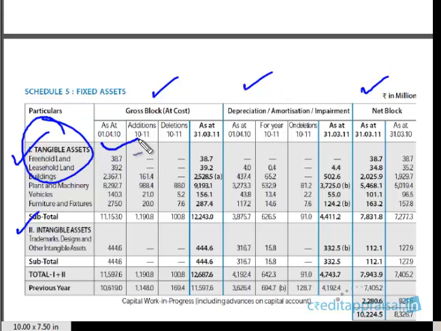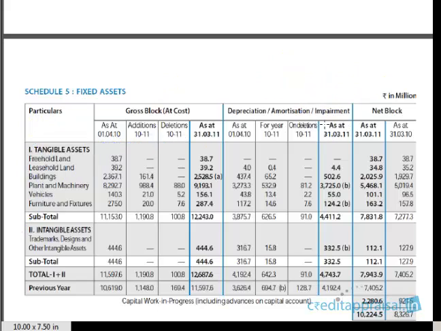Sometimes this breakup is also given: at the start of the year, what are the additions and deletions during the year, and what is the closing value for each and every item: gross block, depreciation, net block. Sometimes this is not given. For small balance sheets, this is not given. But this is how the calculation goes: gross block minus accumulated depreciation is what is going to give you net block, right?